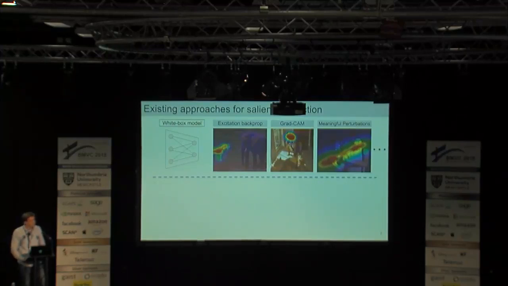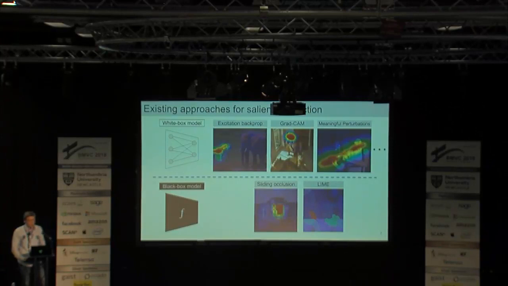Again, a lot of work has been done in that direction, but most of it falls under the white box model approach. That is, when you have full access to the model, you are able to see and access the weights and gradients, and you can use them to produce saliency. Not so much work has been done for black box models. In this case, you're only allowed to feed the inputs into the model and observe the output. You cannot see what's happening inside. Existing work has some drawbacks. For example, sliding occlusion would fail if you have multiple salient objects in the image, and LIME relies on superpixels, so it cannot highlight arbitrary parts of the image.